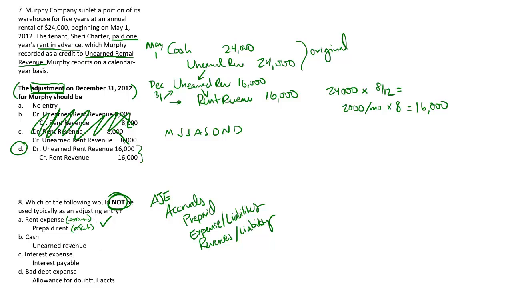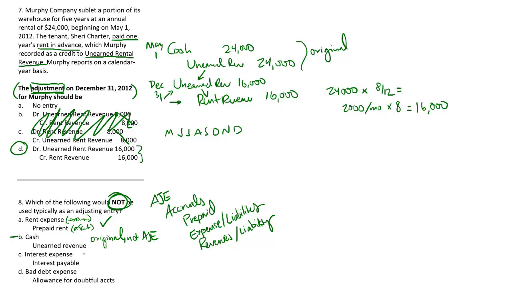Cash and unearned revenue. This one is probably going to be an original entry. This represents somebody paying us cash for a job that we're going to do in the future. Since this is an original, it is not going to be an adjusting entry. So far I'm leaning towards this one.